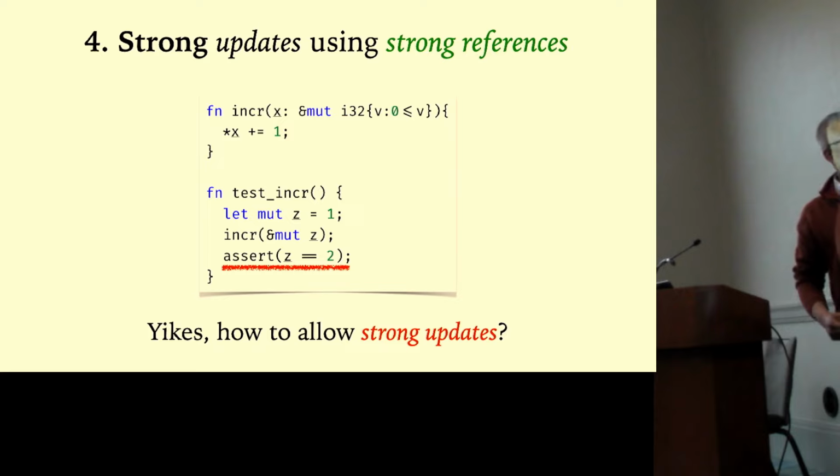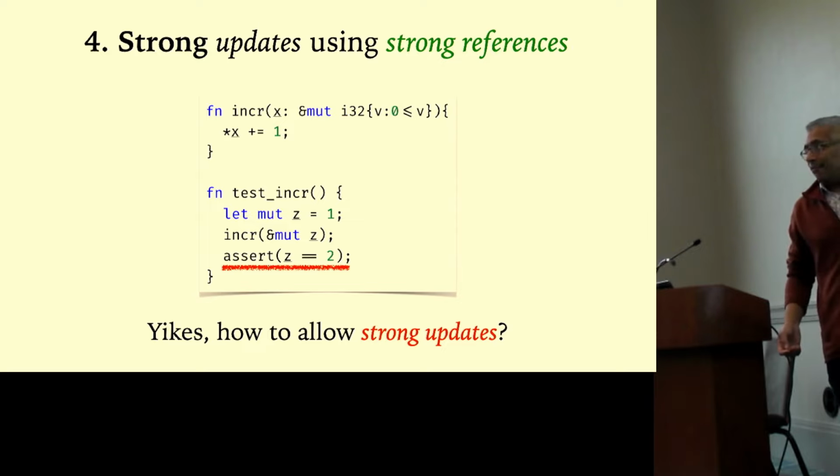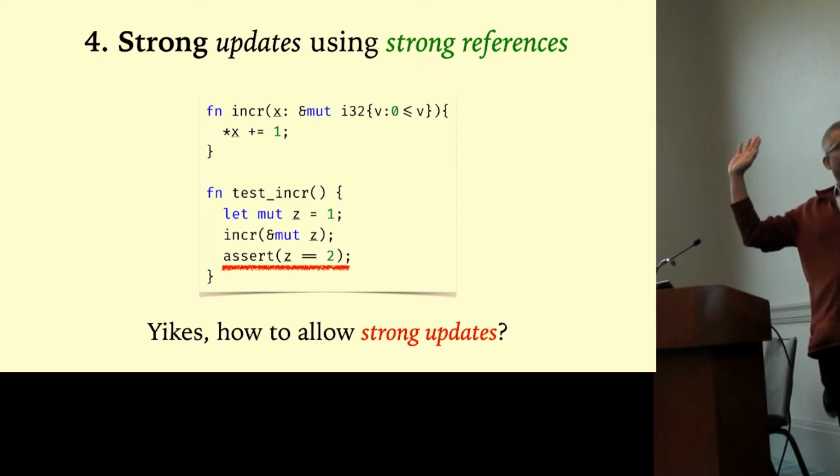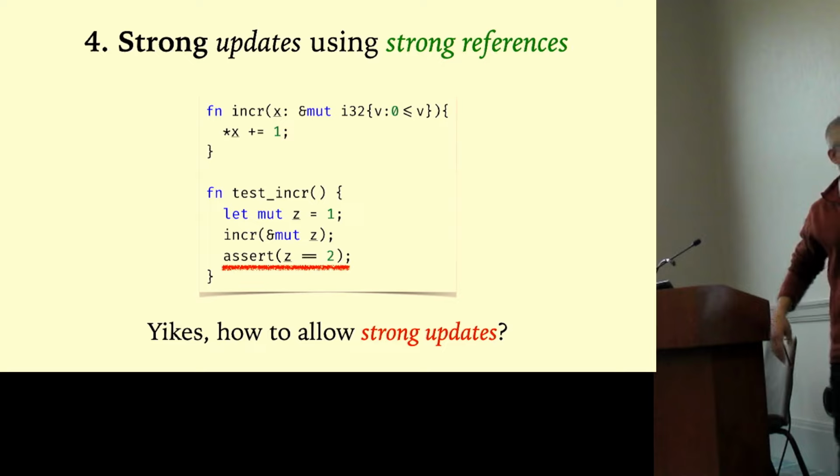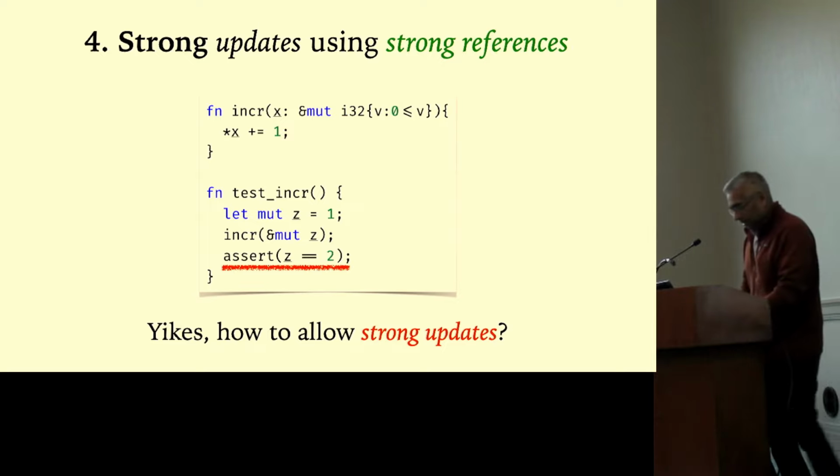I would expect to see that over here z is in fact equal to 2. But this summary, this specification that we have for inker, is far too weak. It says it's non-negative, that's all I can tell you. And so over here this assertion would simply fail. If I tried it out, you would see this.